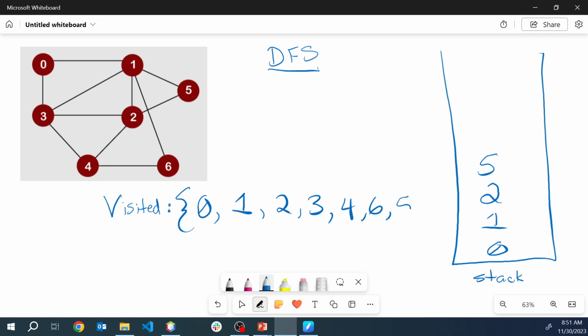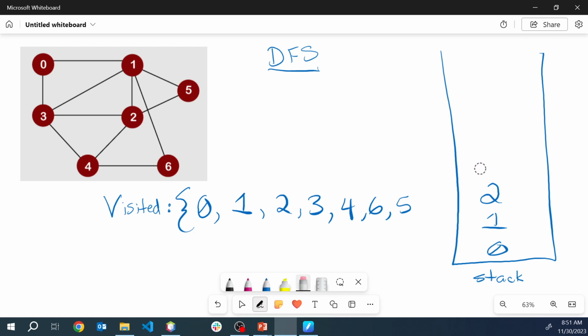We're going to mark 5 as visited, and then we're going to do what? We're going to push into the stack any of 5's unvisited neighbors. Well, 5 is connected to 1 and 2. They're already both visited. Therefore, we're going to pop the stack.